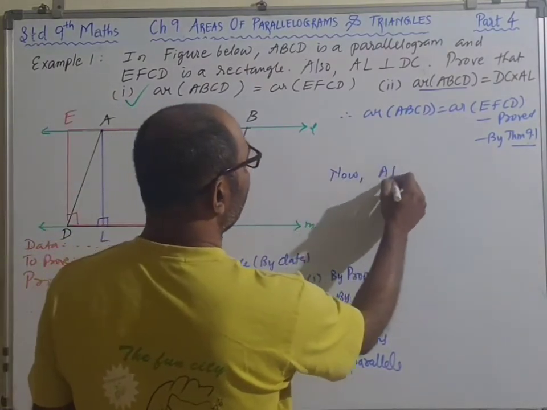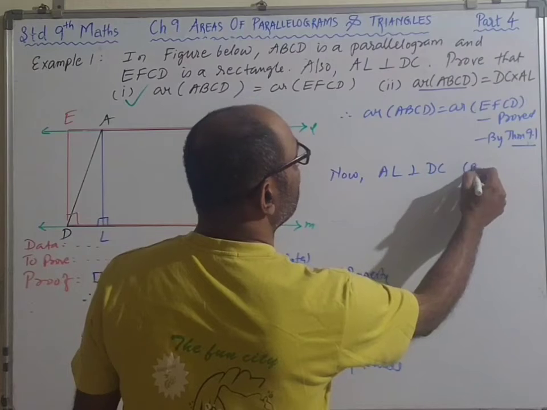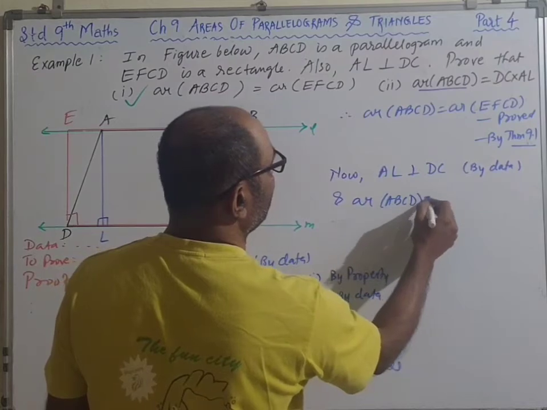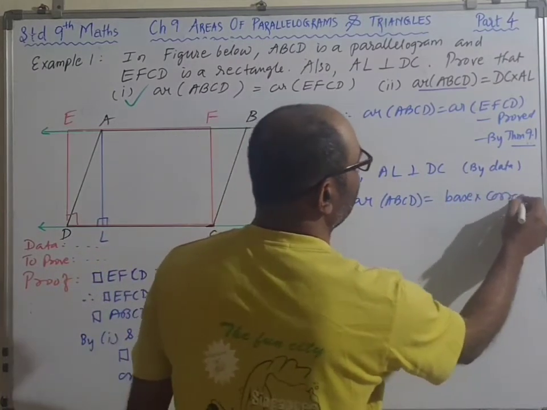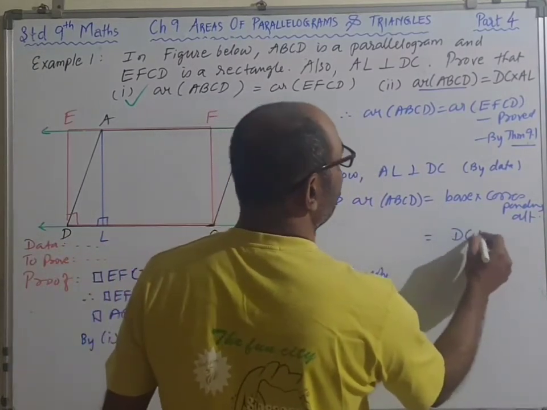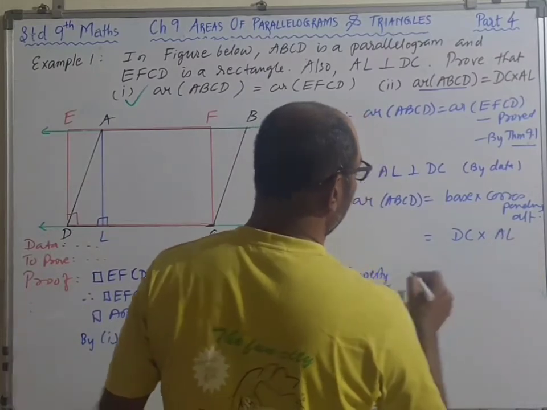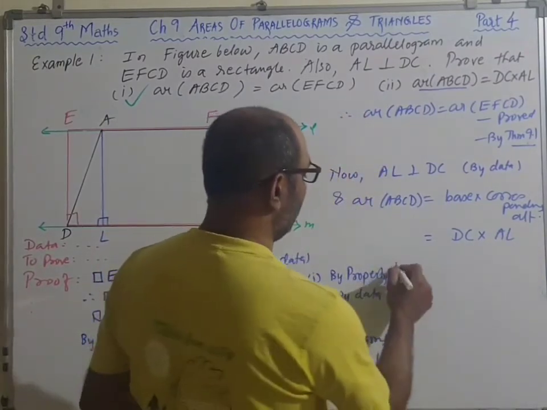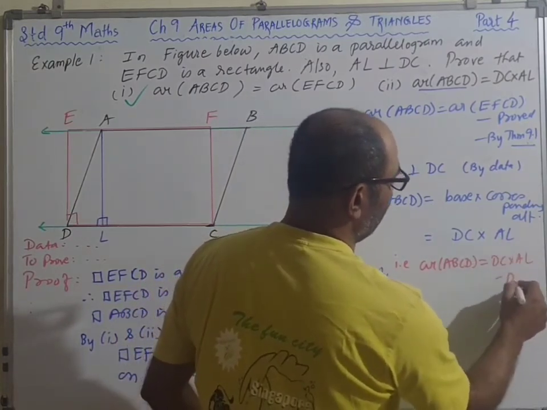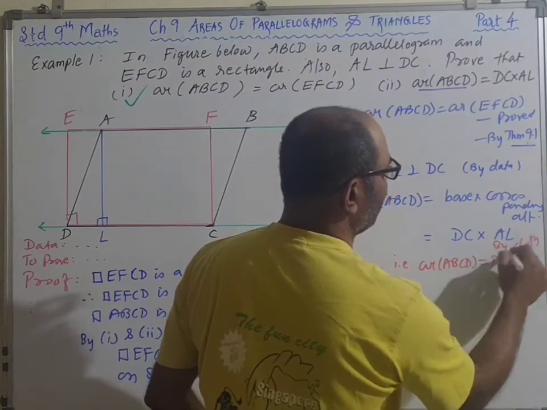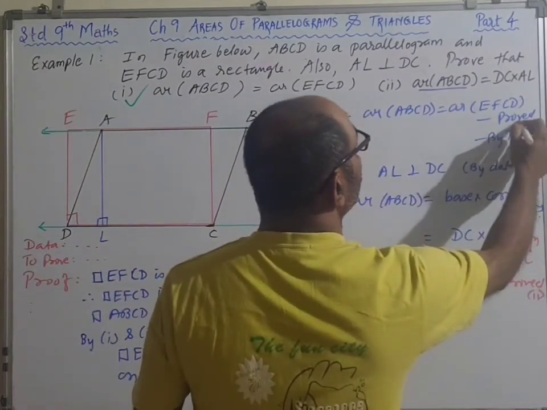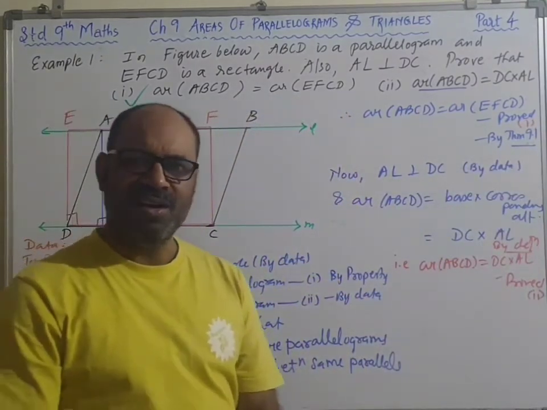Now, AL is perpendicular to DC by data, and area of parallelogram ABCD is base into corresponding altitude. Now the base is DC and altitude is AL. Proved. That is, area of ABCD is DC into AL. By definition, children, this is the definition. Proved second, and here you may write proved first. Is that clear, children?